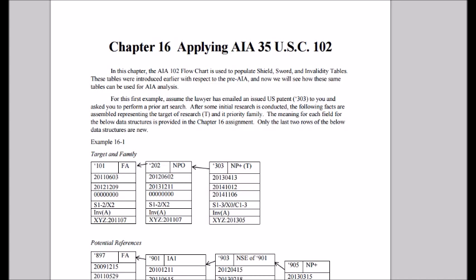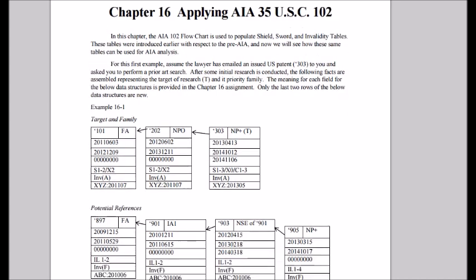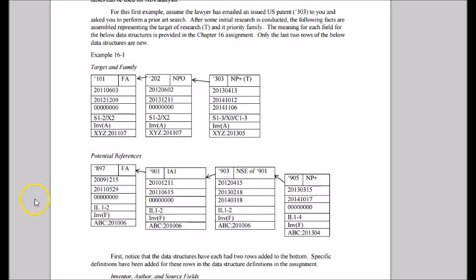Chapter 16 introduces the AIA Section 102 data structures for the target family and potential references. And we've introduced inventorship to let us know who the inventor was in each of these applications. And we've introduced who was assigned to and on what date, which will be relevant to whether or not an application can be used if there's common inventorship.